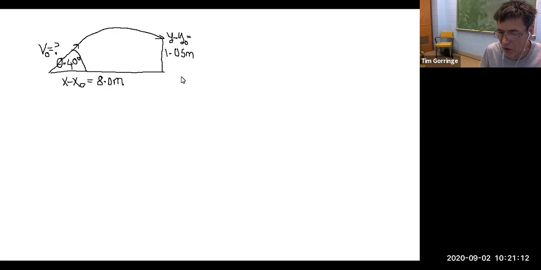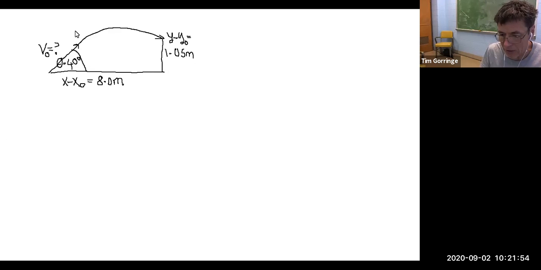We're told that the horizontal distance from the location of the shot to the hoop is 8 meters. We're told that the vertical distance from the location of the shot to the hoop is 1.05 meters. We're told that the basketball is thrown at an angle 40 degrees above the horizontal. And we're asked to figure out the speed that the basketball was thrown at to make the shot.